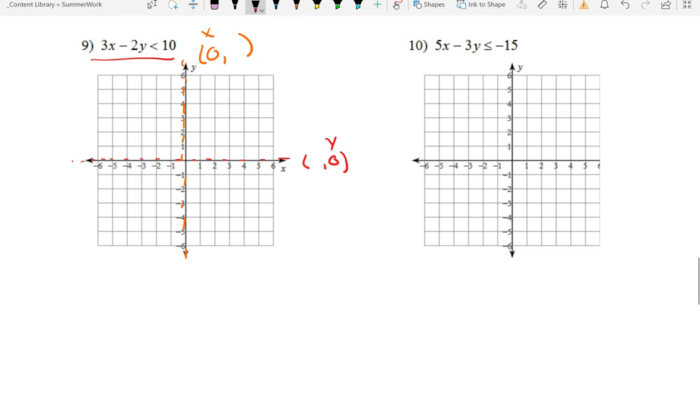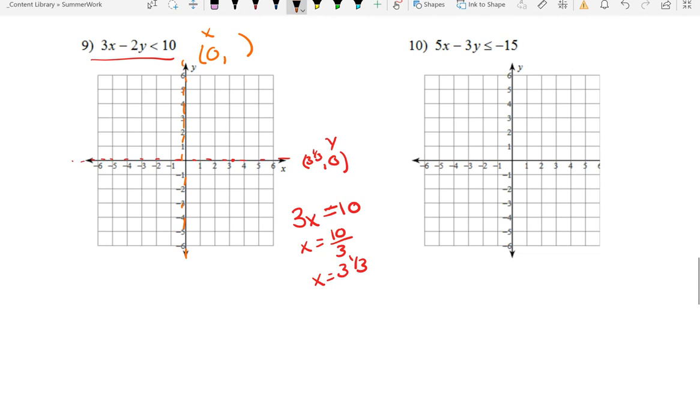And I get 3x. Now again, I'm looking for an exact point, so the greater than or less than at this moment does not matter. 3x equals 10. X equals 10 over 3, which is 3 1/3. So it crosses the x-axis at 3 1/3, about right there.